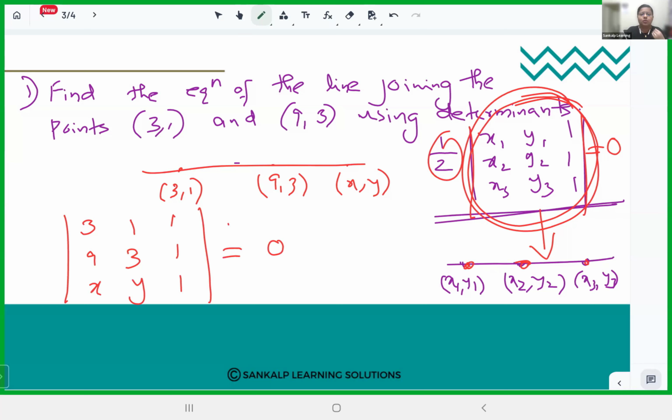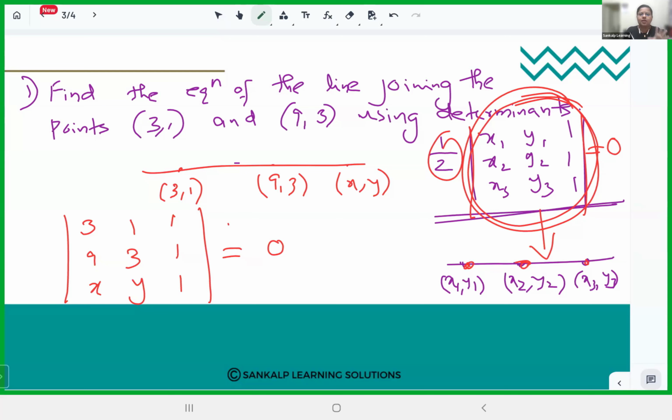All right. Now you know how to find out the determinant of a 3 by 3 matrix, right? You have to expand it along any row or any column. So here I am choosing the first row itself. Okay, you can choose the third row or you can choose the second row or the first column. Anything else you can choose. Here I am choosing the first row itself.